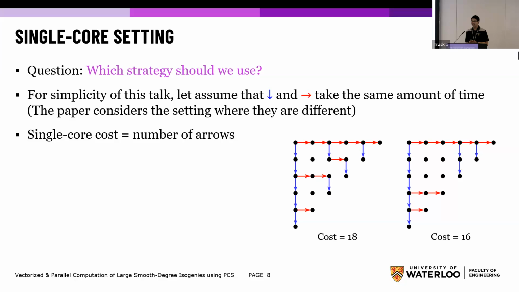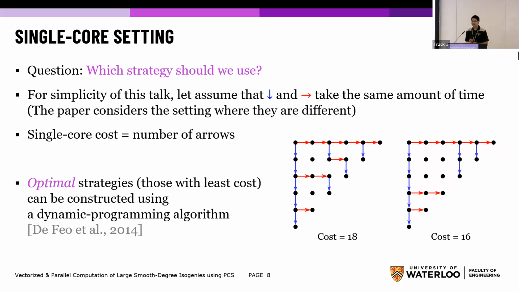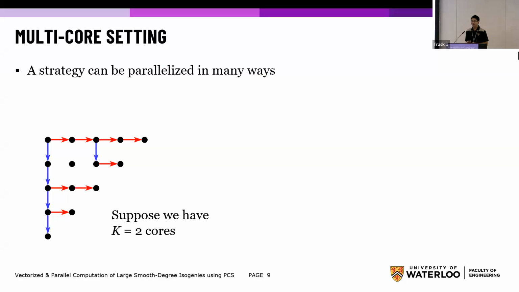So let's see here, the one on the left has 18 arrows, so it has a cost of 18, and the one on the right has a cost of 16, and we would prefer the one with the least cost possible. By the result of the paper from 2014, optimal strategies, or those with least cost, can be constructed using a dynamic programming algorithm. So for this setting, we can consider that this problem is solved. So we move on to the more intricate setting of multi-core computation.